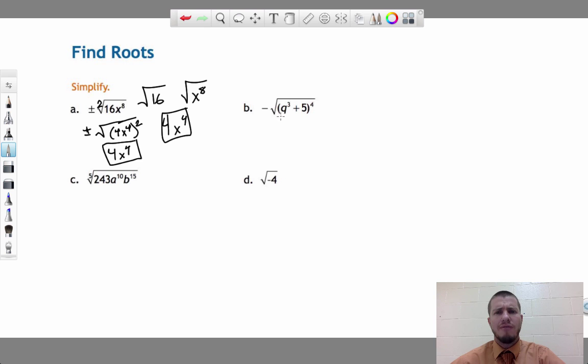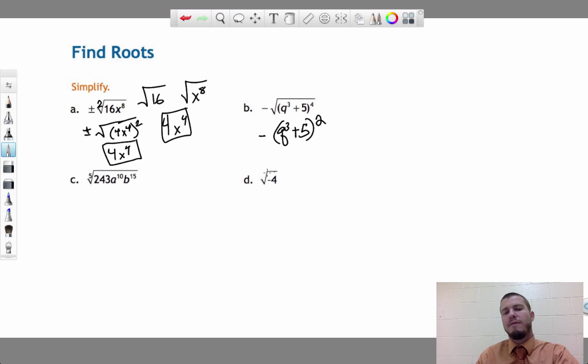So for this one, you have the whole binomial that's being raised to the 4th. So basically, I'm going to do the same thing. This is a square root, so that's a 2. You don't need to write it. If it's not written, it's understandable that it's a square root. So 2 goes into 4 twice. So that means that when I take the square root of it, it's whatever was being raised to that exponent, which is that binomial, q raised to the 3rd plus 5. 2 goes into 4 twice, so that's going to be a 2 in that exponent there, and this is a minus.